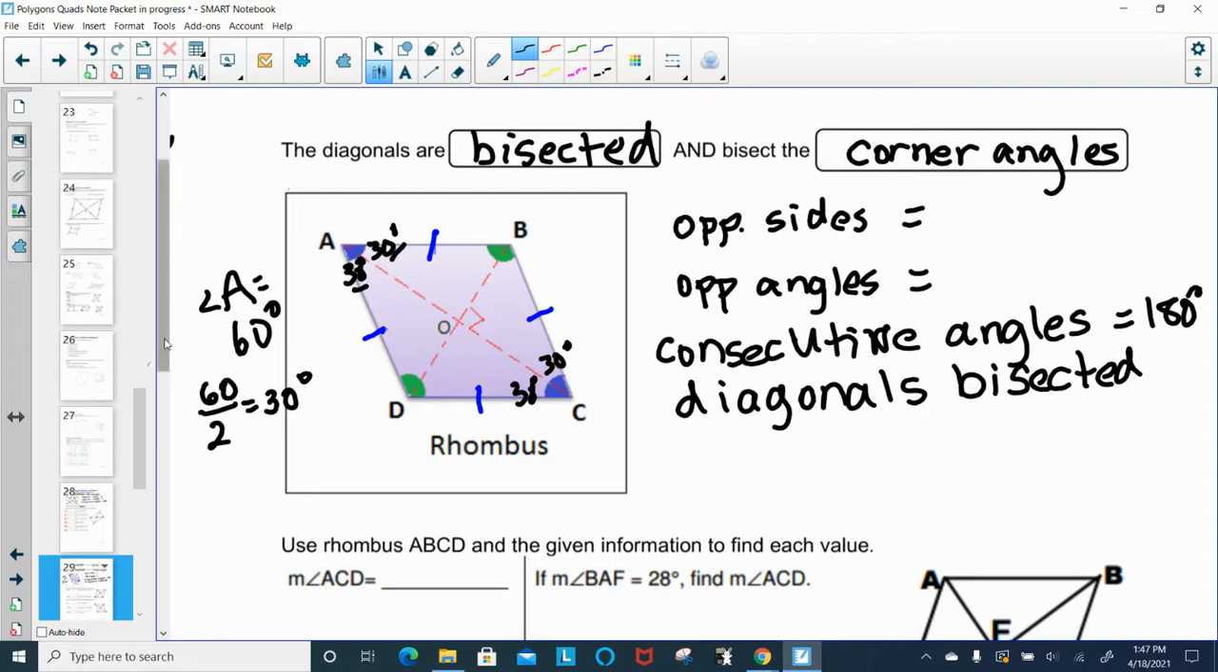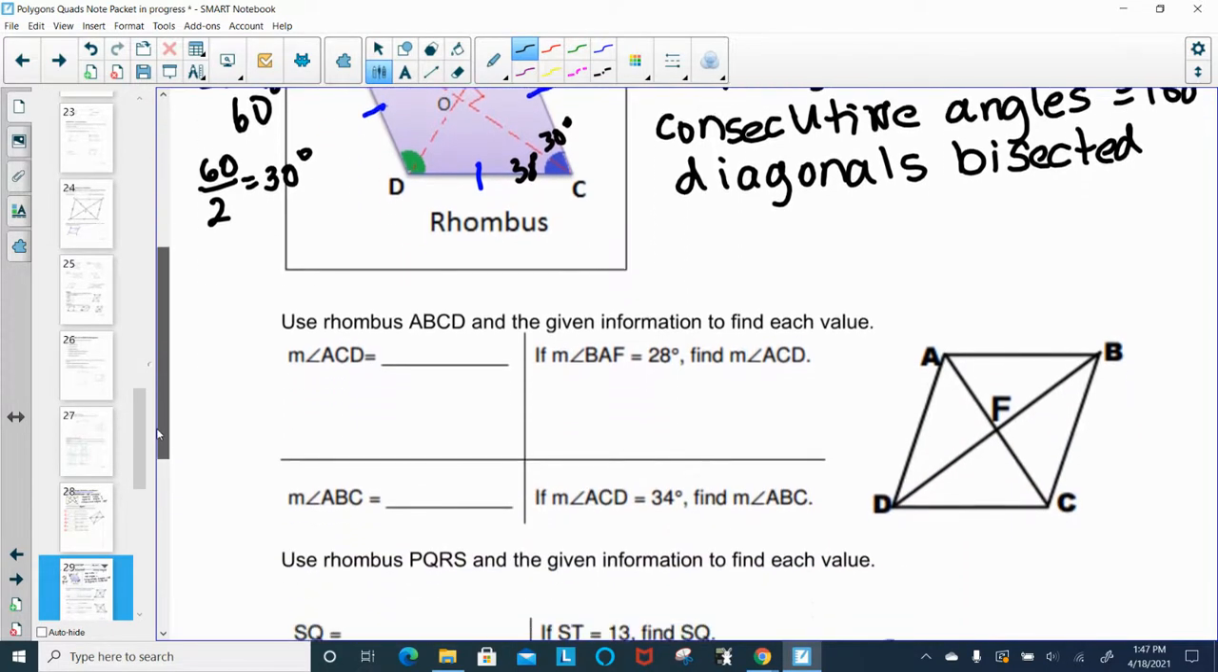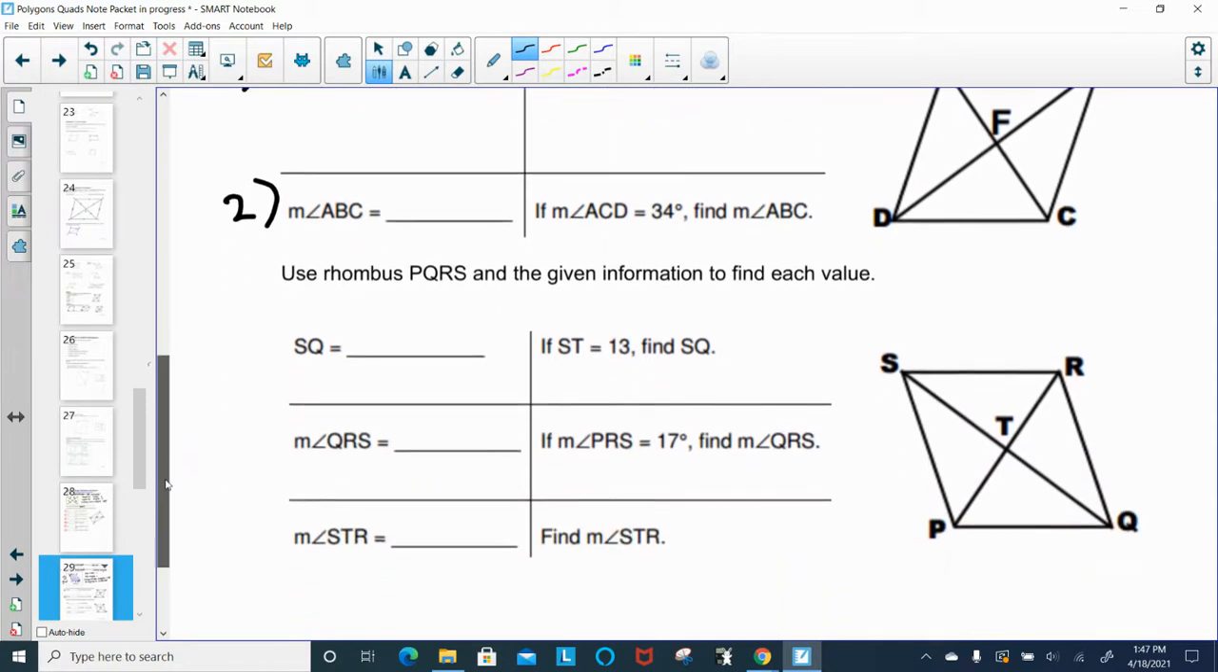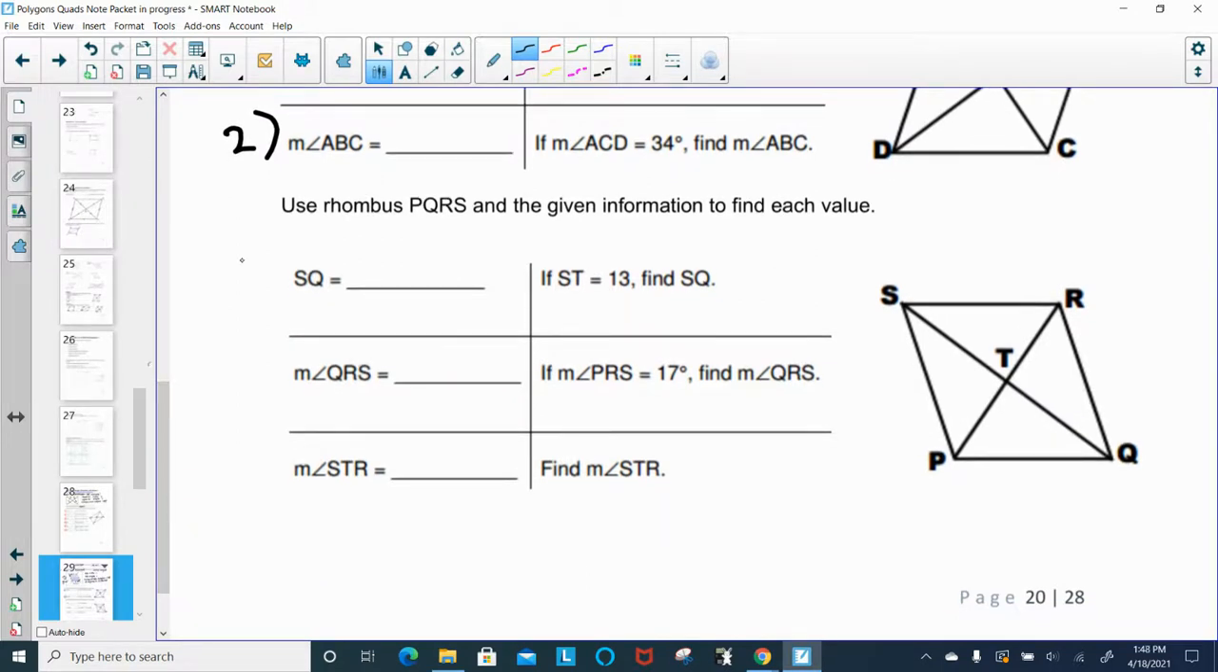So we're going to come back and do some problems with the rhombus. Now I want you to number these just like you did the last one. You're going to have 1. You're going to have 2 for that rhombus. So that's not too bad. And then you're going to have 3, 4, and 5.